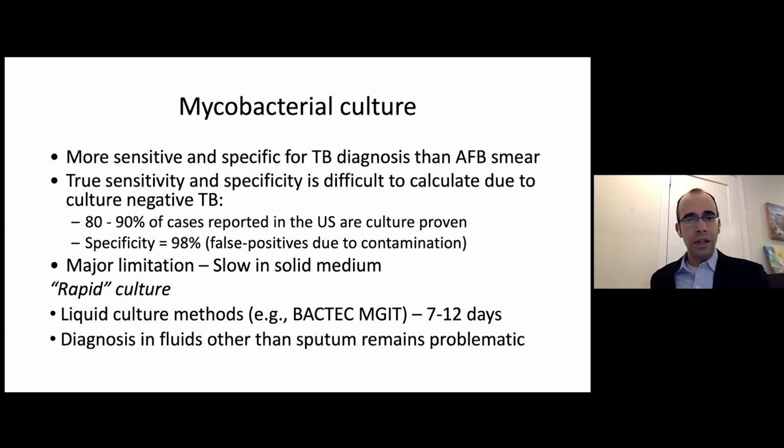Mycobacterial culture is the most sensitive and specific for TB diagnosis. Its true sensitivity and specificity is difficult to calculate because of all the cases that are reported in the US every year, only up to 90% of them are culture proven. So there is an entity of culture negative tuberculosis. Specificity is thought to be at least 98%, with any false positives being due to contamination in the lab.